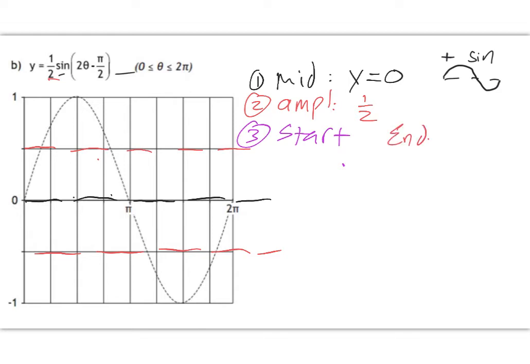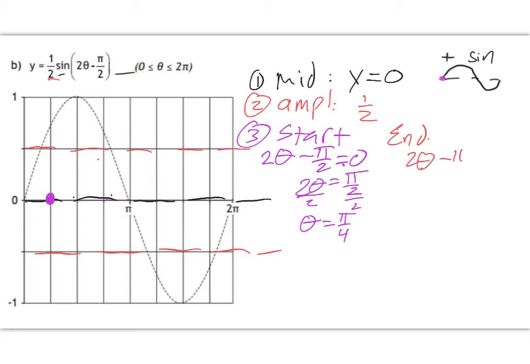So my starting point, we've got 2 theta minus pi over 2 is equal to 0. I'm going to add pi over 2 to the other side. So we got 2 theta is equal to pi over 2. And then we're going to divide by 2. That's going to give us theta. And if I cut a half in half, that's going to be a fourth. So pi over 4 is going to be my starting point. For sine, that's going to be on the midline. 1, 2, 3, 4. We're cut into pi over 4 already. Here's my starting point.